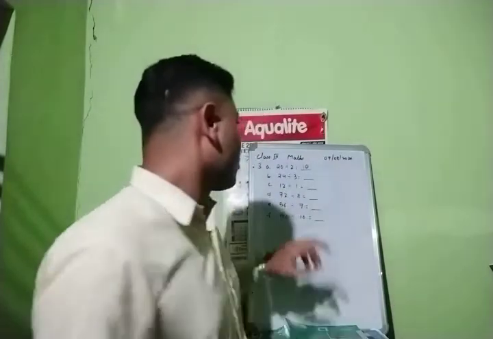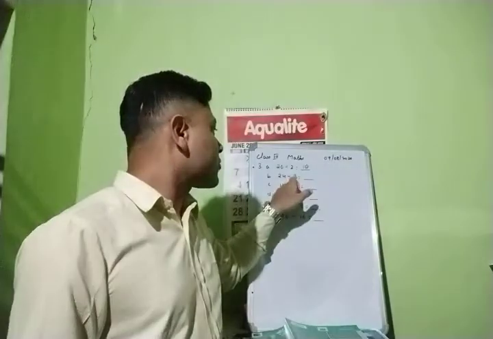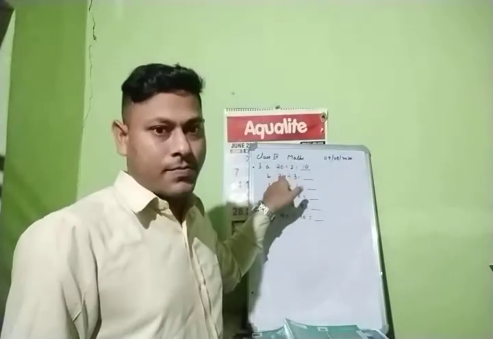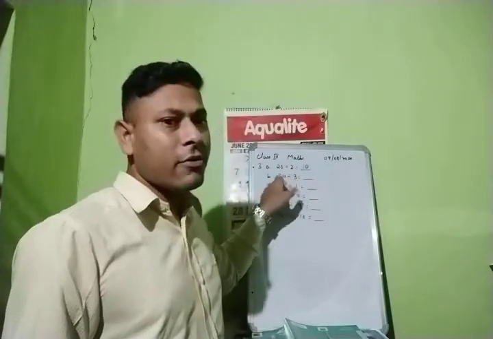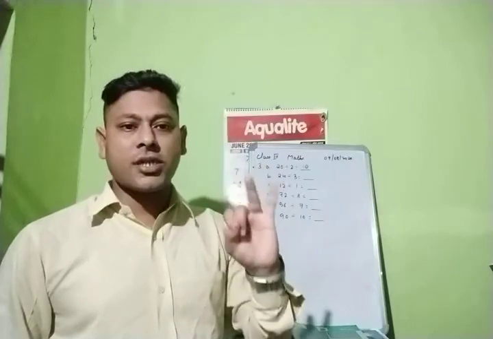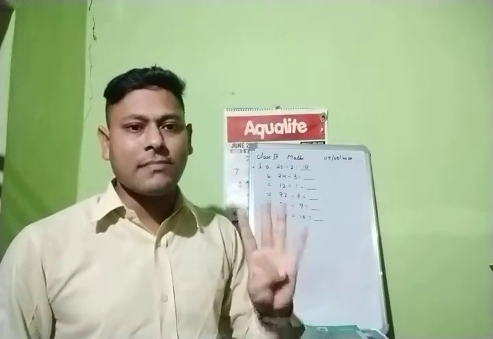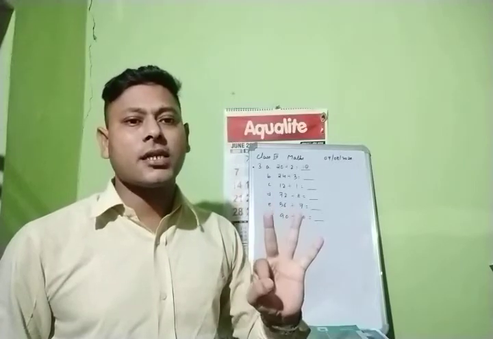Okay. Now, what is here? 24 divided by 3. That means we have to say the table of 3 till 24. Understood everyone? We have to say the table of 3 till 24. So, start the table of 3. 3 ones are 3, 3 twos are 6, 3 threes are 9, 3 fours are 12, 3 fives are 15, 3 sixes are 18, 3 sevens are 21, 3 eights are 24.